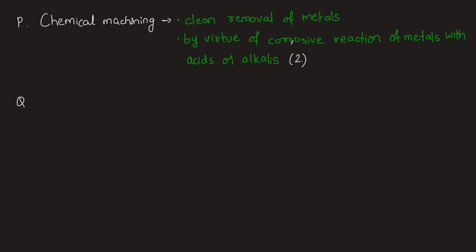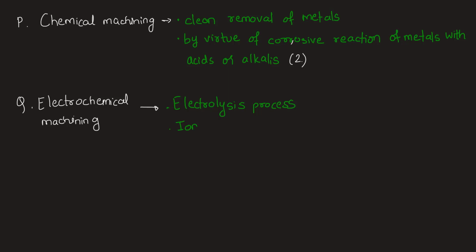Next one, that is Q, is electrochemical machining. Now here the removal of material is by virtue of the electrolysis process. And we already know that the electrolysis process refers to the splitting of electrolyte into ions. And therefore there is ion displacement taking place. Ion displacement is given in third one. So Q matches with 3.